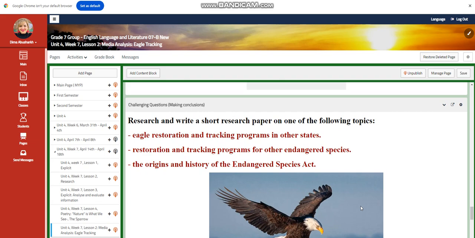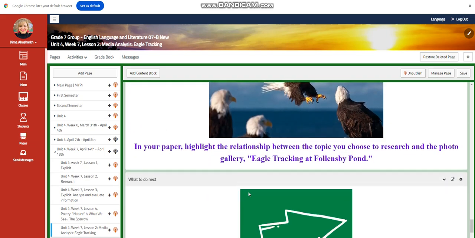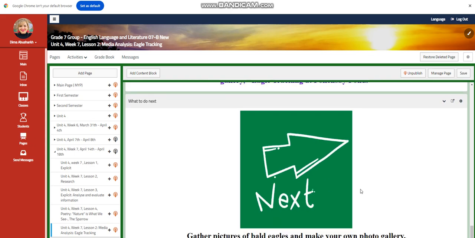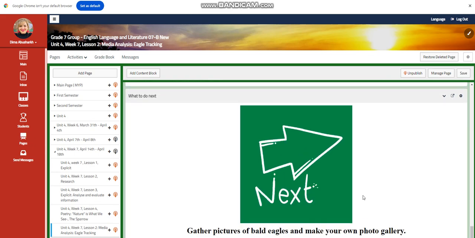Research and write a short research paper on one of the following topics: eagle restoration and tracking programs in states, restoration and tracking programs for other endangered species, the origins and history of the Endangered Species Act. In your paper, highlight the relationship between the topic you choose to research and the photo gallery eagle tracking at Follens Bay Pond. For what to do tomorrow, I'd like you to gather pictures of bald eagles and make your own photo gallery.